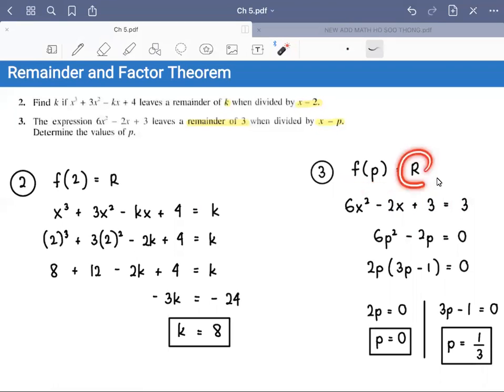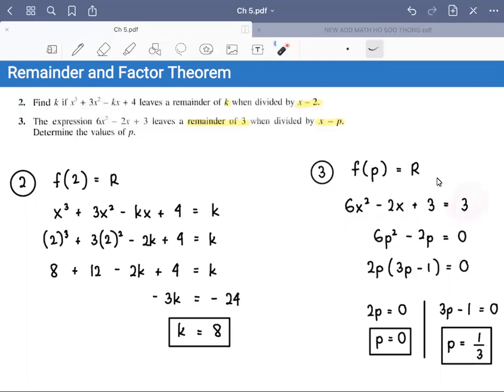So basically, this r here becomes 3. And then this function here, we need to insert this to the given expression, 6x squared minus 2x plus 3. So that's how I got this equation right here. Okay, so equals 3. Again, why is it equals 3? Because again, the function is equal to the remainder. So the function here will be inserted here equals 3, which is your remainder.